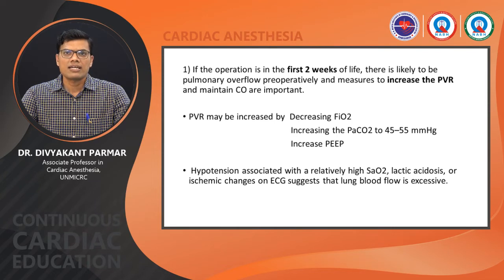PVR is increased by decreasing FiO2, increasing the PaCO2 to 45 to 55 millimeters of mercury, and increasing PEEP. If severe hypotension occurs and it is associated with a relatively high SaO2, lactic acidosis or ischemic changes on ECG, then it suggests that lung blood flow is excessive. Management of this will be discussed later on.